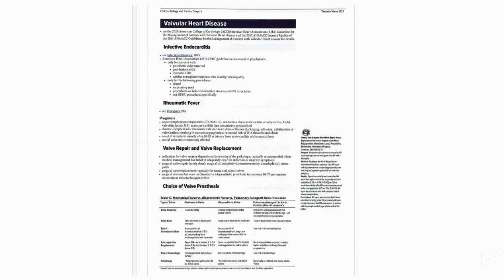This procedure is most appropriate for children and young adults younger than 50 years. Because it's technically demanding, it should only be performed in high-volume centers with extensive experience.